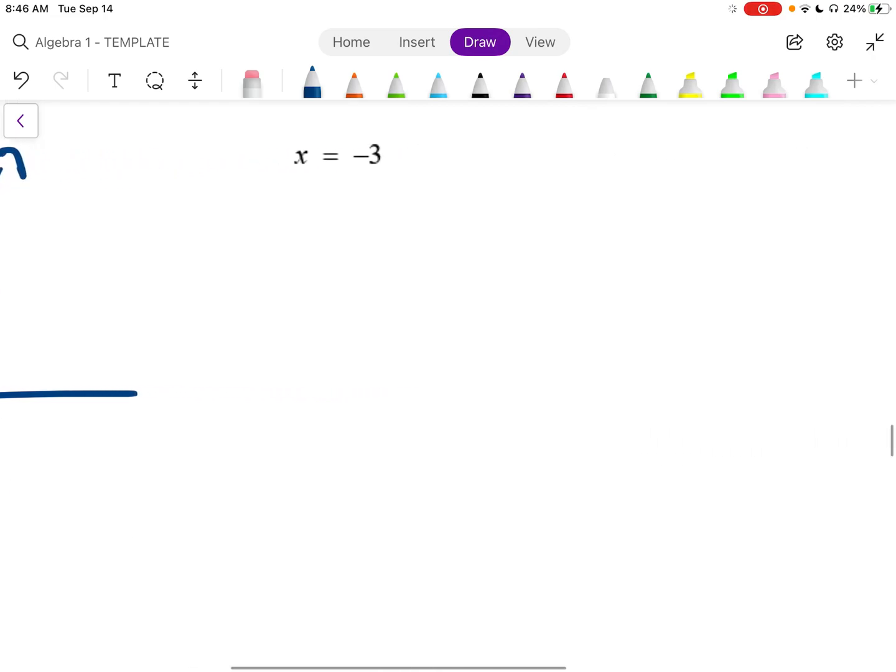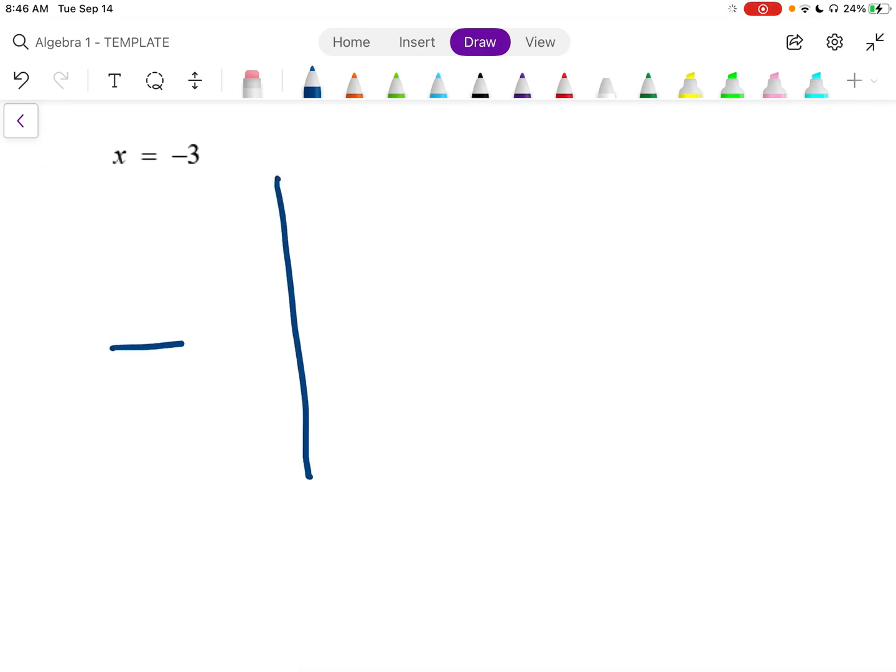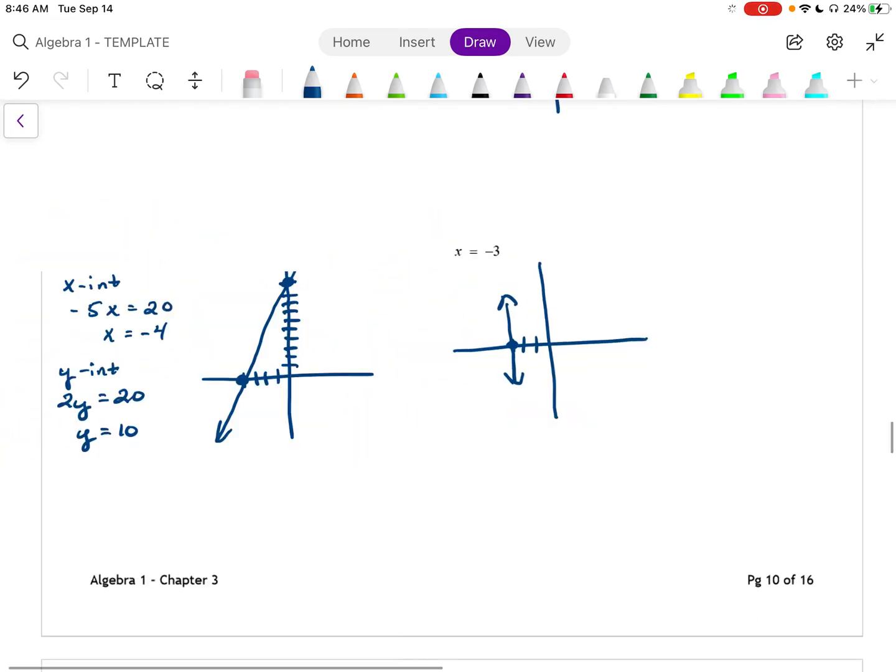And lastly, x equals negative 3. You ask yourself, is this a horizontal or a vertical line? This is going to be a vertical line at negative 3. And there we are.